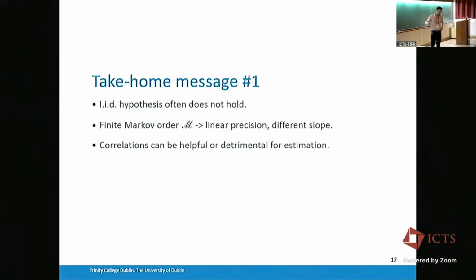But okay, so this is the first message to take away from this. The IID hypothesis doesn't usually hold, and we'll see this more generally, but we're interested in cases where this doesn't hold. But for finite Markov order, we can still get a linear precision in the Fisher information, but with a new quantity, the conditional Fisher information. And then correlations can be helpful or detrimental. It depends on the correlations and the nature of the probability distribution.